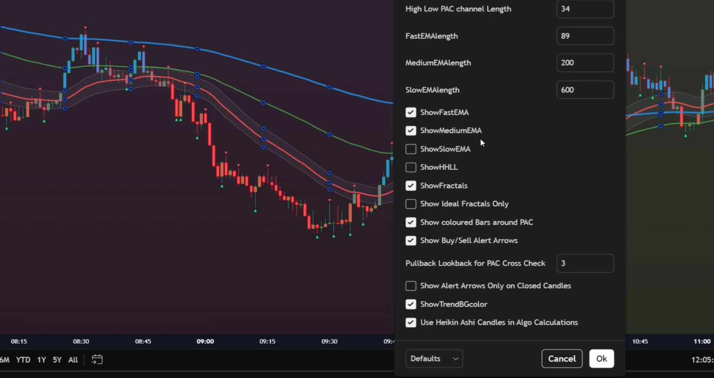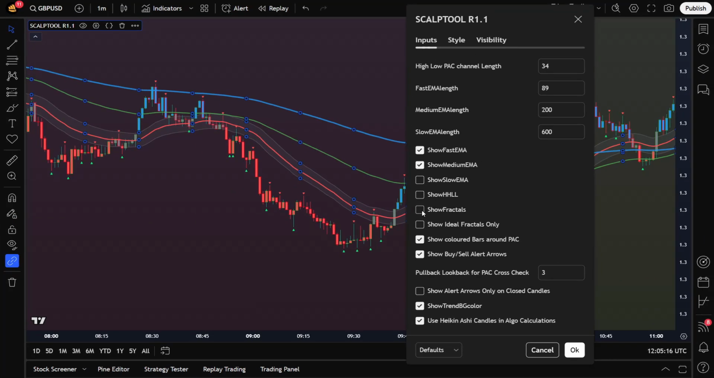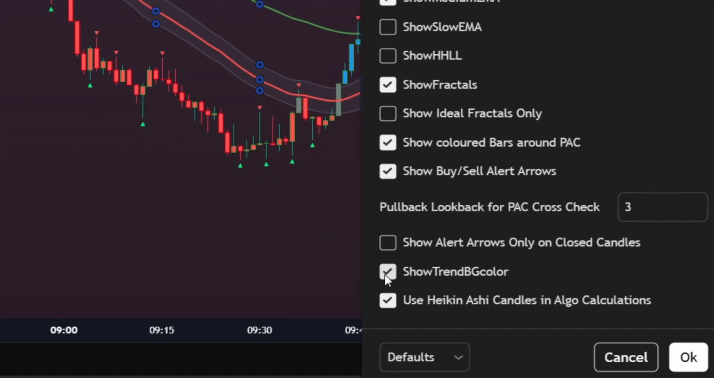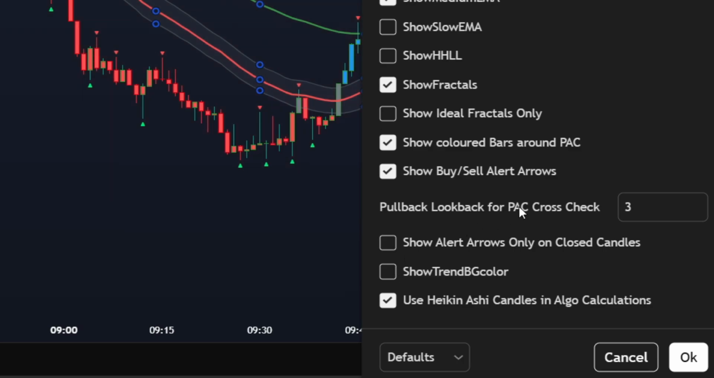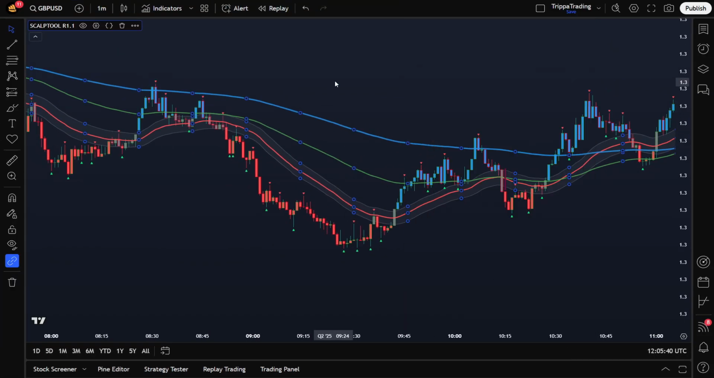Additionally, this indicator can show higher highs and lower lows, useful for identifying market structure. Fractals are enabled by default. These are shown using small triangles and help identify market turning points. You can enable ideal fractals to filter out noise and get more reliable signals. Lastly, you can remove candle coloring or background if it clutters your view. I personally like to keep the background clear for a better price action analysis.